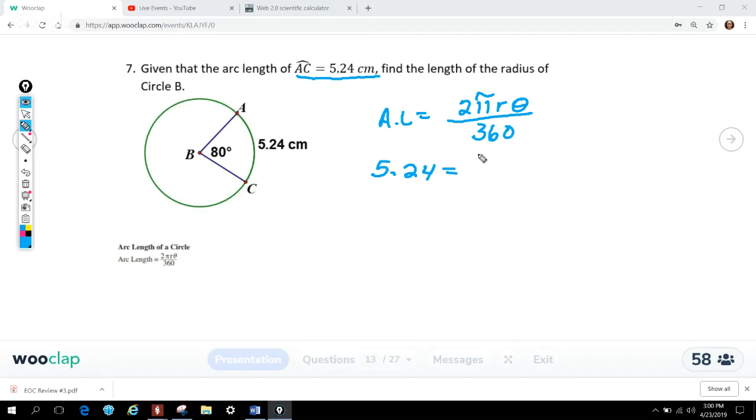So we've got 5.24 equals 2 pi. We don't know the radius, so I'm going to put r for radius. Here's our angle measure, 80 degrees. And then all of that is divided by 360. The first thing that I recommend doing is let's just get rid of the fraction. We get rid of the fraction by multiplying everything by 360.